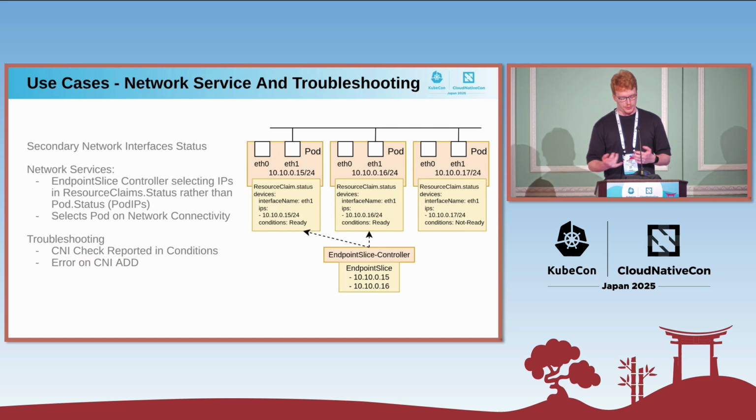The endpoint slice controller would no longer select the IP addresses from the pod status pod IPs, but instead select the IPs from the resource claim status that would be attached to the pods. And the second benefit would be about the condition and readiness. So we could know, for example, if the network interface fails to be configured on the pod creation, or if there's an unexpected issue during runtime of the pod, then we could know the reason why this fails.